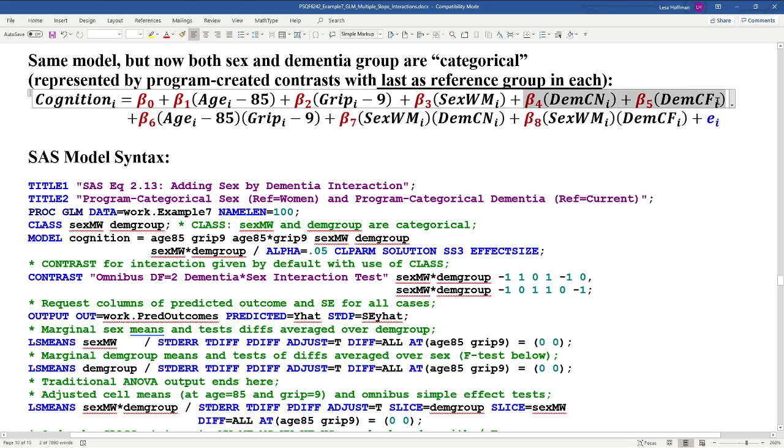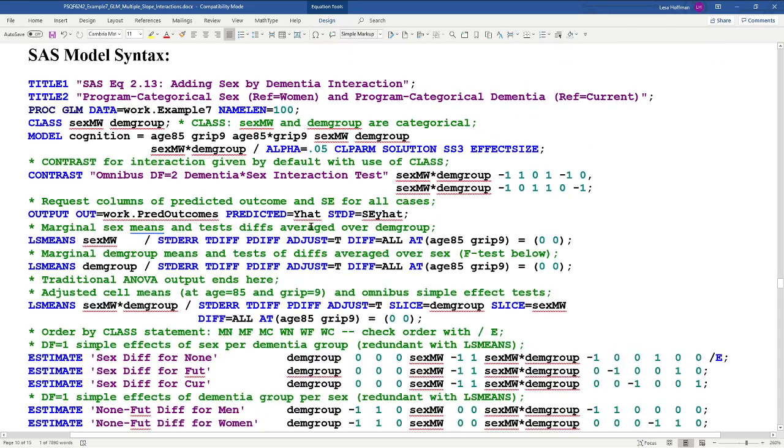Just like it did before when it coded up dementia group as a categorical predictor, the highest becomes the reference, so it's C current is the highest versus N, and C versus F. And the same thing happens in the interaction terms as well. So the code looks similar in terms of the model. We've added gender and dementia group to the class statement, so they're both having internal contrast variables created for them. And dem group is still here and the interaction is still here.